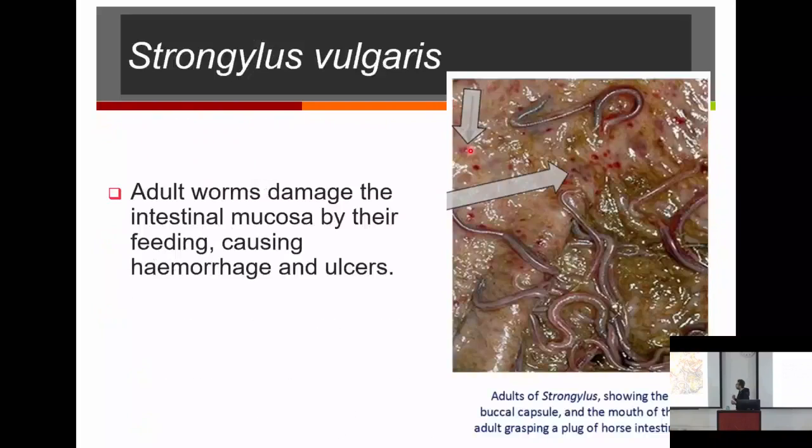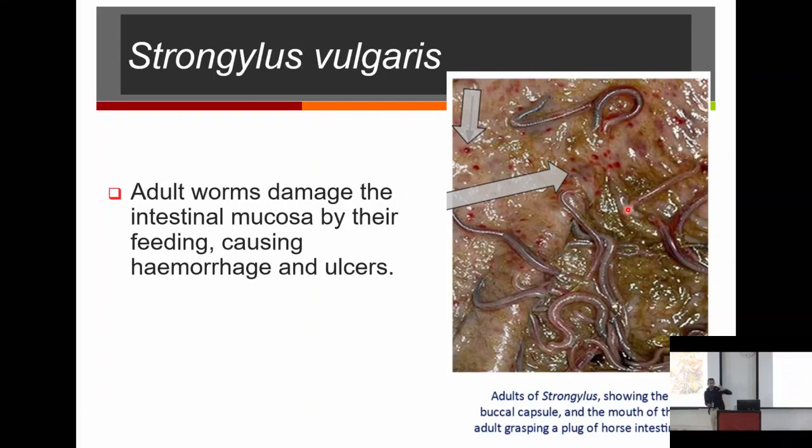So what does it look like? The adult, as I said, has a buccal cavity. They use that to take the tissues as well as cause hemorrhages and ulcers. And you can see here the ulcers. You will see the ulcerative formation in the intestine. So this is how the adult parasite plays a role in the pathology of the intestine.